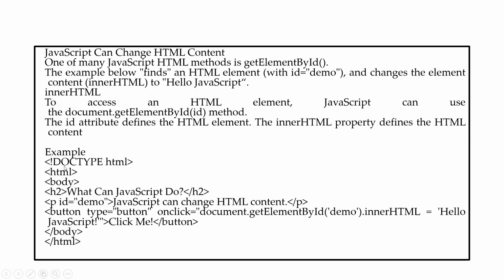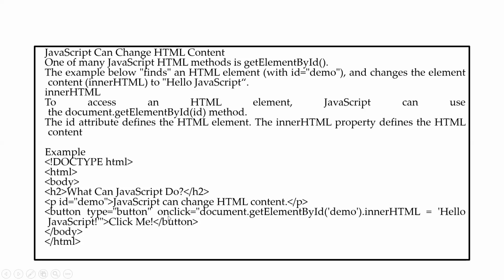Here in this example, the root node is HTML and the body element. In the body element there is an H2, a heading, what can JavaScript do? Here is a paragraph; the paragraph ID is demo. Some text is there in the paragraph element. Then a button, whose type is a push button.